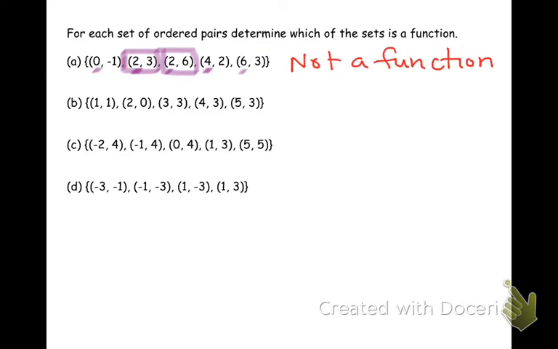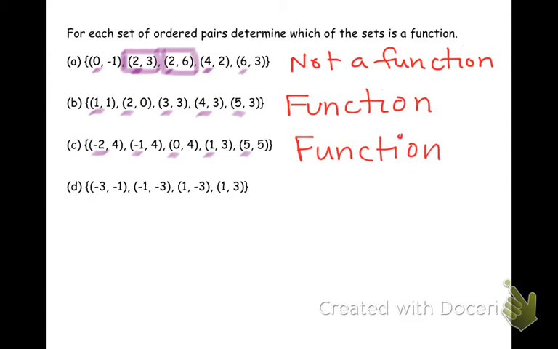Let's look at the next one. Let's look at our input values: 1, 2, 3, all different, 4, and 5. So this one right here would be a function. Let's look at the next one. We have -2, -1, 0, so far all different, 1 and 5. All of these are different. There's no matching ones, so there's no way it can not be a function.